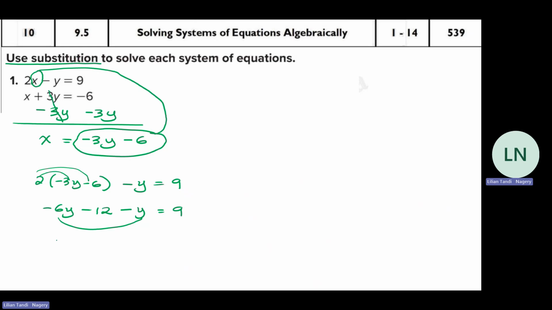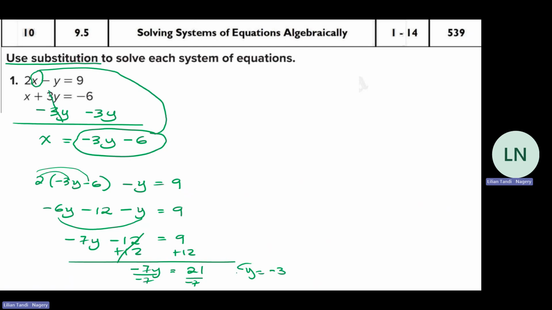These two are friends. Negative 7y minus 12 equals 9. Okay? Plus 12, plus 12. This goes away. Negative 7y equals 21. Divide by negative 7 on both sides. You should get y as negative 3. So y equals negative 3. This is not your answer, but you will need it to write your answer. So that's why I did not box it.